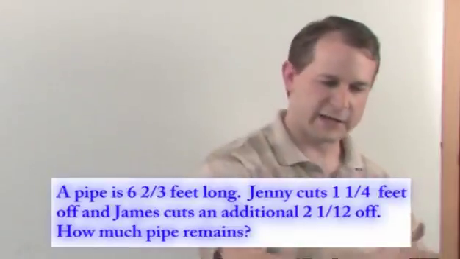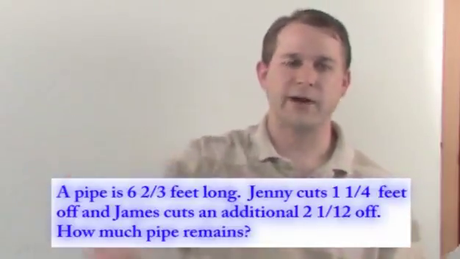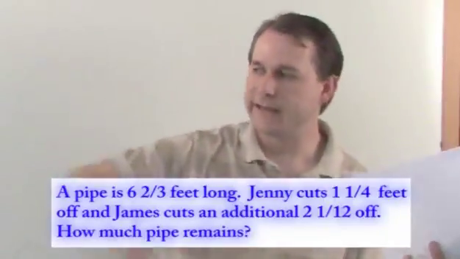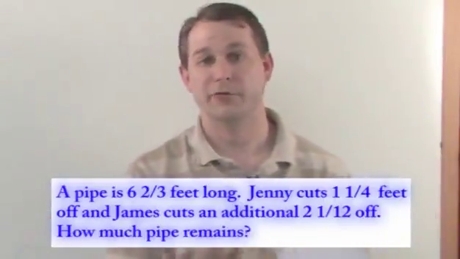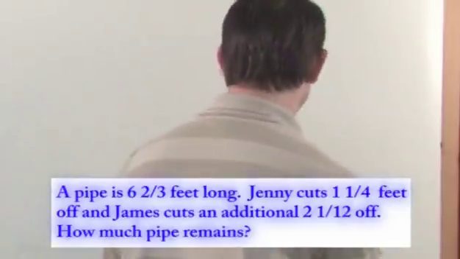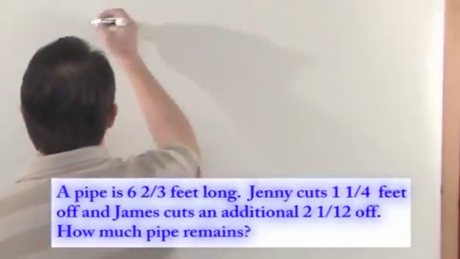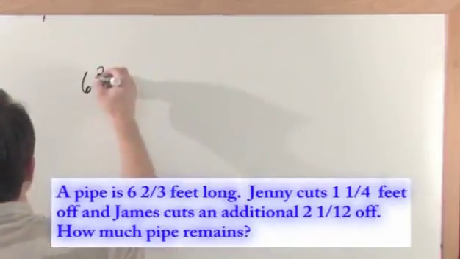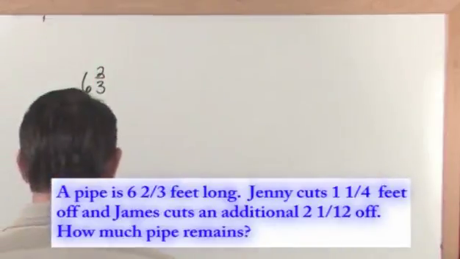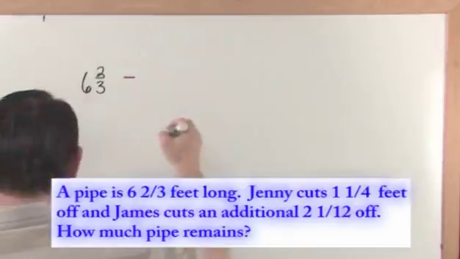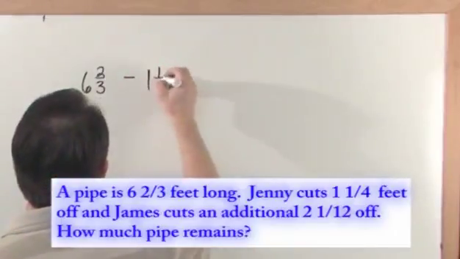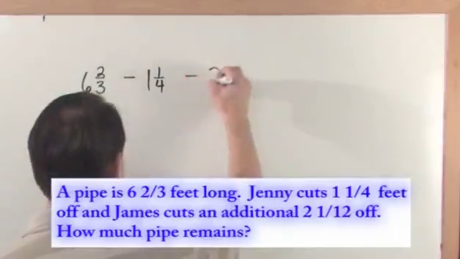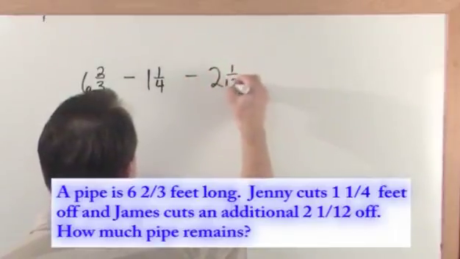So I'm cutting and cutting and cutting, and that is just going in the trash can. How much pipe remains? That is subtraction. You've taken some pipe, you've thrown it away. How much remains? Okay. So you start out with 6 2/3 feet of pipe, and you subtract from it 1 1/4 feet of pipe, okay? And then you subtract from that 2 1/12 feet of pipe.